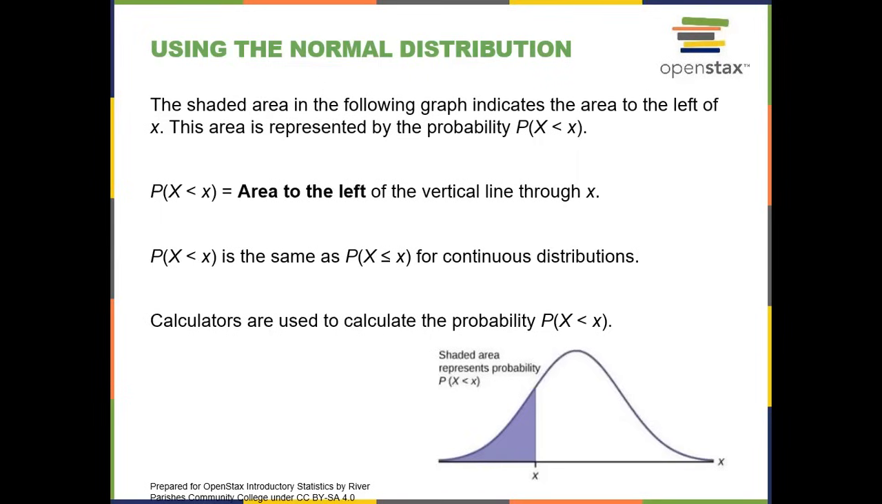The probability of capital X less than x is the area to the left of the vertical line through small x on the horizontal axis. The probability of X less than x is the same as the probability of X less than or equal to x. So whether you include the endpoint small x or not, it does not matter. The probability is the same. Calculators are used to calculate.